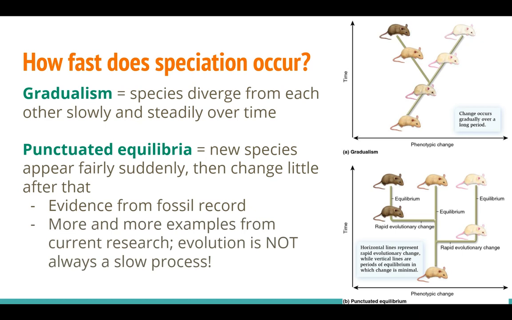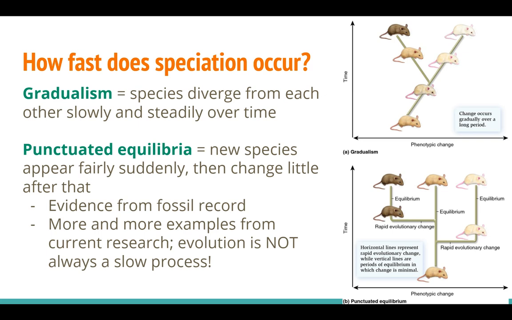Scientists have been gathering lots of evidence on this, and both of these do occur, but more and more examples that people are finding show that evolution is not always a slow process. We tend to think of this having to take millions and millions of years, this really slow process of change, but that's not always true. Scientists have found lots of examples where they can measure the evolution, the change in allele frequency within a population, in just a couple generations.